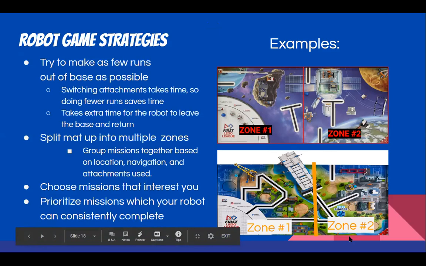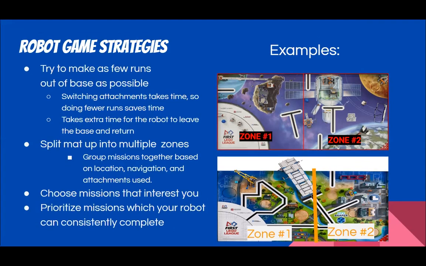Group missions together based on location, navigation, and attachments used. Keep in mind that missions that are further away are harder to complete as your robot may not stay on track. You may need to use sensors to help your robot stay on track. For example, as you can see in the bottom picture, there are black lines on the mat that you can use the color sensor to follow.